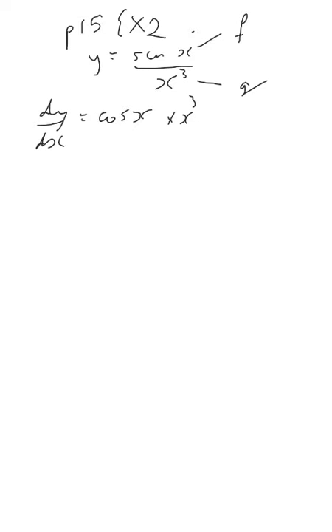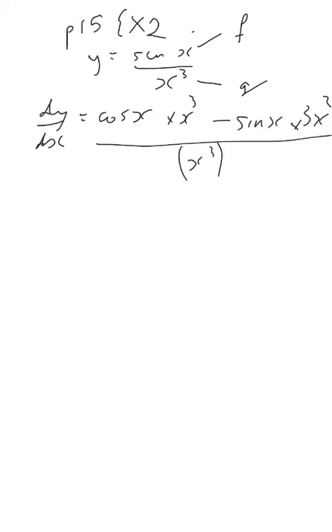Careful, your x's and multiplies don't look the same. Now we subtract f left alone, which is sine x, and the denominator differentiated. So the derivative of x cubed is 3x squared, all divided by x cubed all squared.